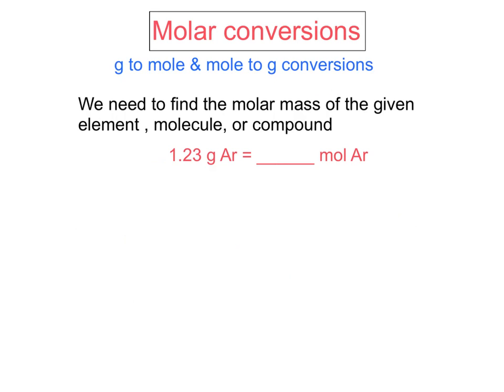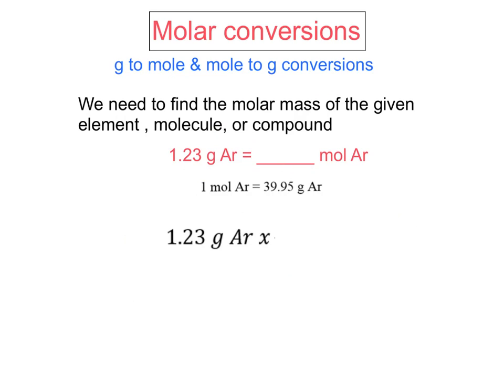In this example, we're going to be converting from 1.23 grams of argon to moles of argon. The first step, we need to find the molar mass of argon. Since this is an element, we just have to look on the periodic table. The molar mass from the periodic table of argon is 1 mole of argon is 39.95 grams. So again, we're going to go ahead and start with 1.23 grams of argon.